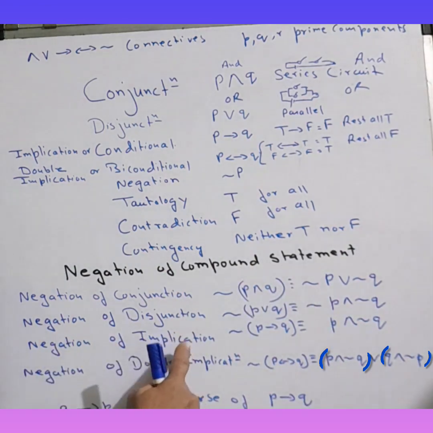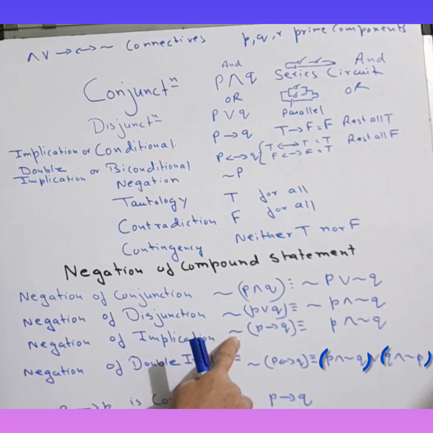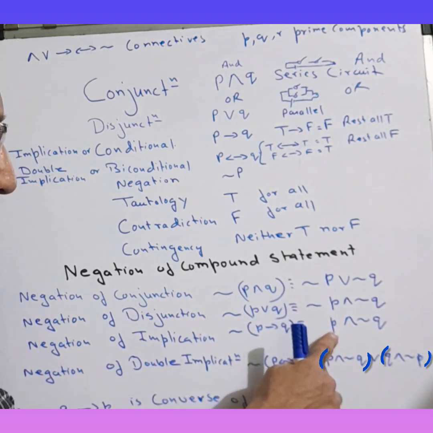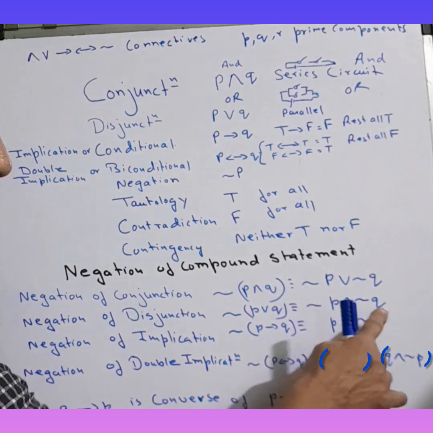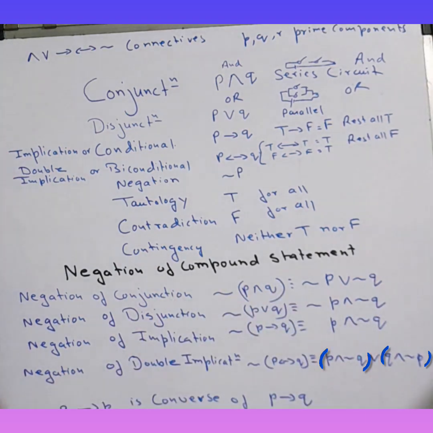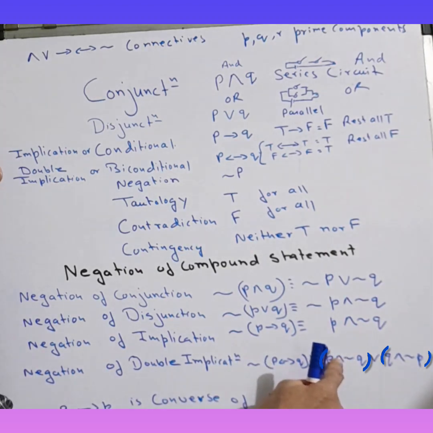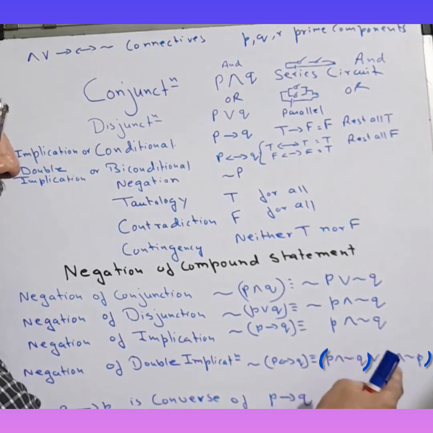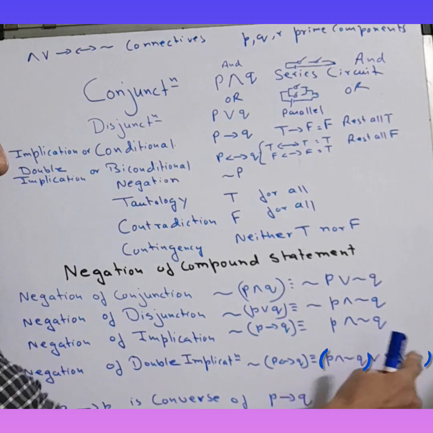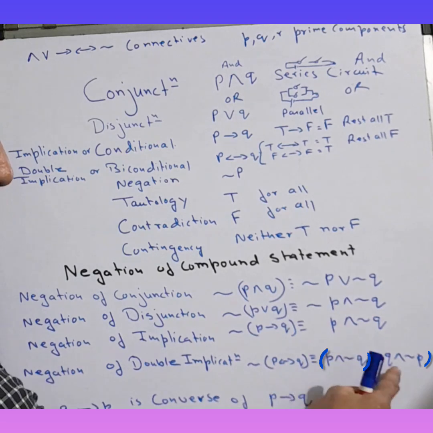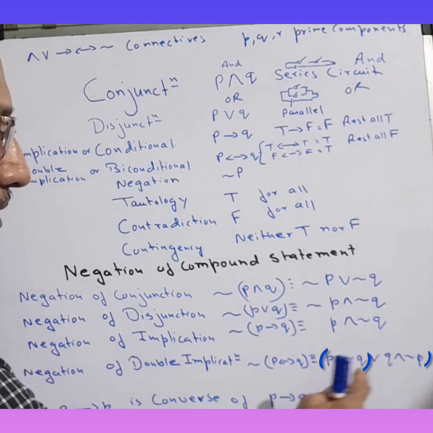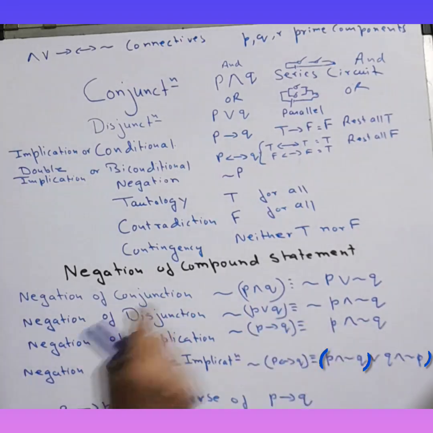Negation of implication. In case of negation of implication, see, P remains as it is, then we get "and" with the negation of the next one. Alright, that's what it is. Negation of double implication, this is what we get. When negation gets into double implication, first it is P and negation of Q, then comes "or", then again Q and negation of P.